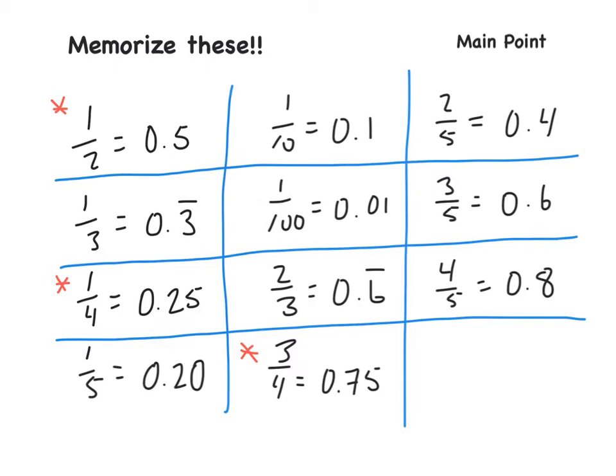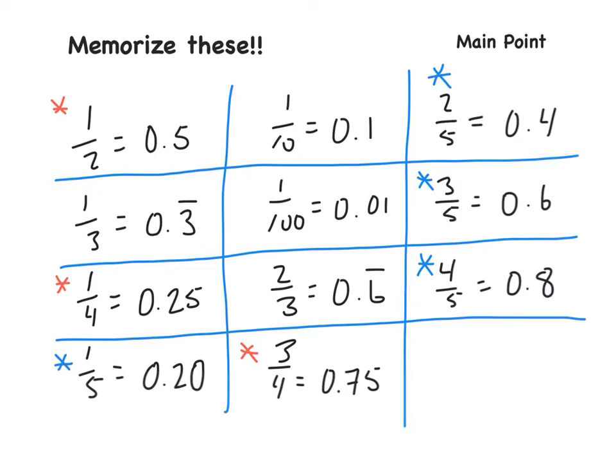So I'll also couple together this 1/5, 2/5, 3/5, and 4/5. Let's look at the pattern that goes with these four fractions and decimals. So 1/5 goes 0.2, 2/5, 0.4, 3/5, 0.6, 4/5, 0.8.